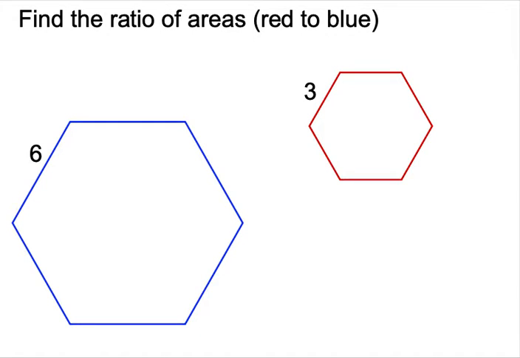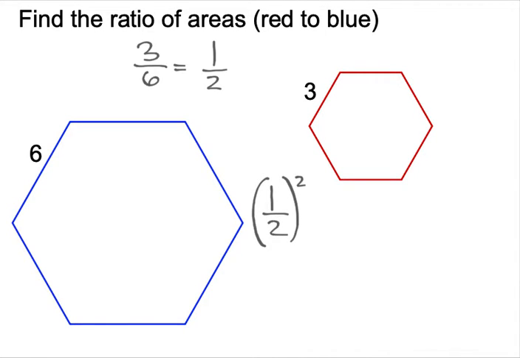Let's find the ratio of the areas red to blue here. Well, red to blue side lengths is a ratio of 1/2. The ratio of areas, therefore, is going to be 1/2 squared, which is 1/2 times 1/2, or 1/4. The ratio of areas here is 1/4. That means the red hexagon has 1/4 the area of the blue hexagon.